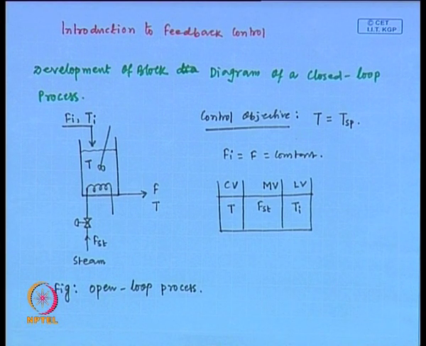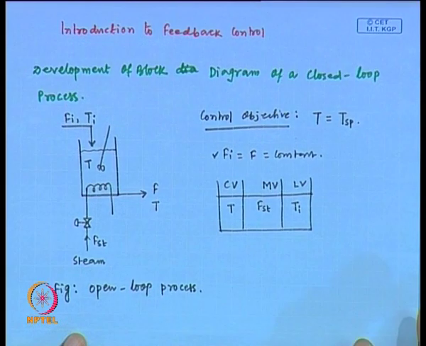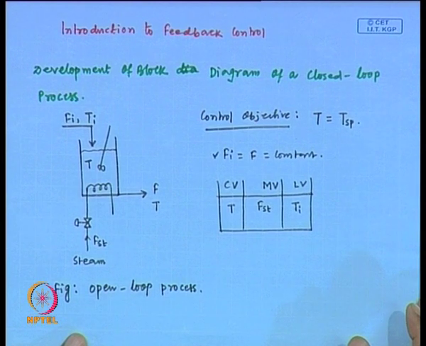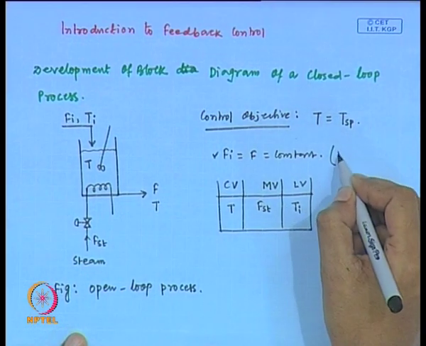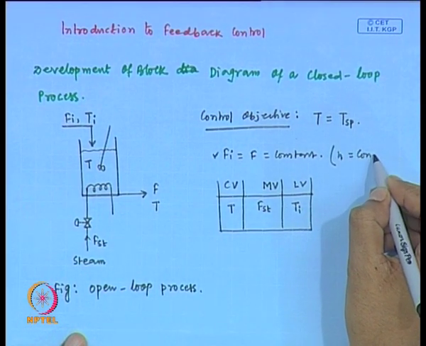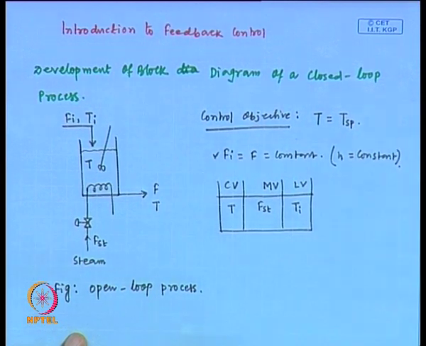Fine. Now, we have assumed that the inlet and outlet flow rates are identical and they are also constant. It indicates there is no variation of height. Height is also constant. Fine. Now, we will configure the controller around this process. We have already detected the control variable, manipulated variable and load variable. Now, we will configure the feedback control scheme for maintaining the liquid temperature.